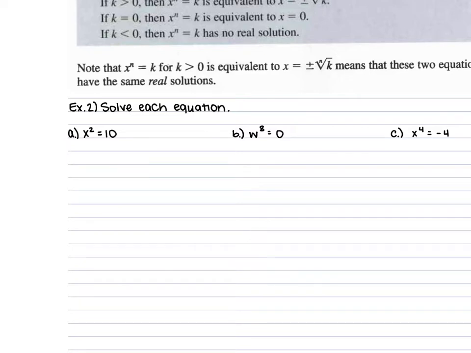For 2a, we have x squared is equal to 10. We're going to take the square root of both sides. You cannot simplify that 10 any further than it is because its only factors are 2 and 5. So we're going to have x is equal to plus or minus the square root of 10. If that plus or minus is not included with your answer for this, it is considered to be wrong. So please make sure that that plus or minus goes in front of your answers when you have ones like these.